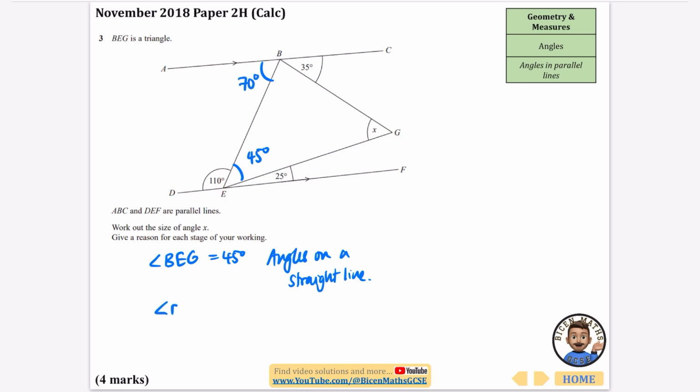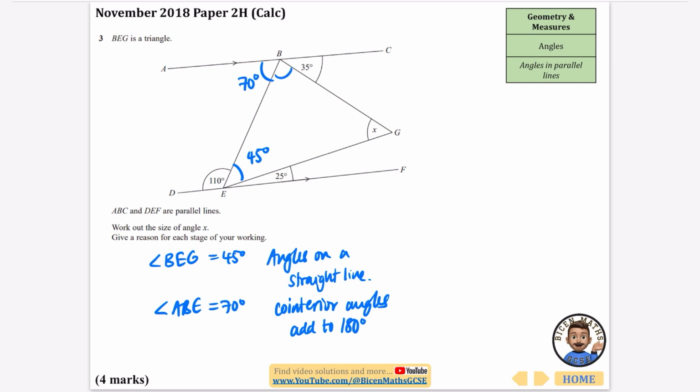And the reason that ABE is equal to 70 degrees is because of co-interior angles. And co-interior angles add to 180. What I mean by that is this one and this one need to add to 180 because they're inside that shape that we've got there.